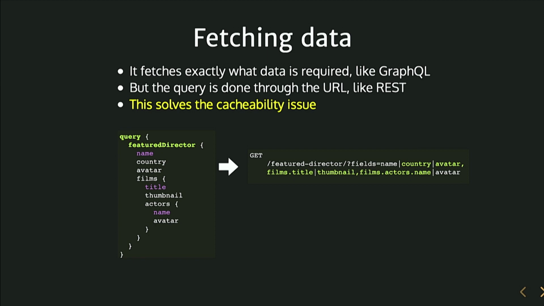So we have solved the cacheability issue, because now my URL is my identifier, and I can actually cache this in the backend. So that's the first thing that is actually solved, a combination from REST and GraphQL.